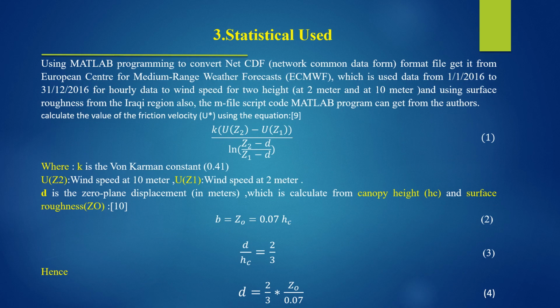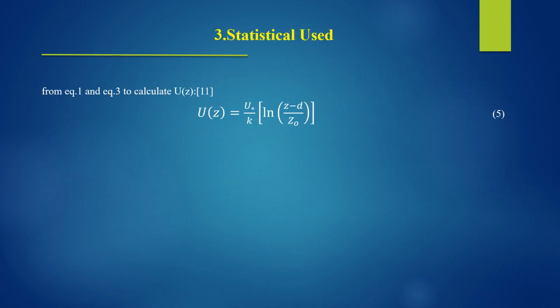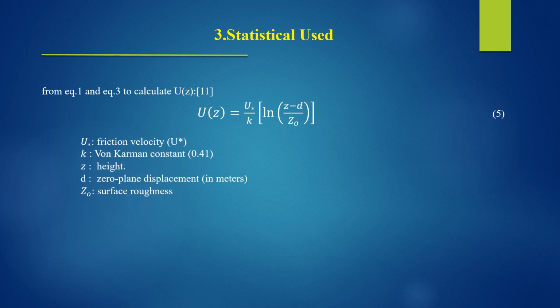Statistical use. We used MATLAB programming to read data for wind speed. So the final formula to calculate U(z), the wind speed at any height, you can use, is obtained from equation 5.